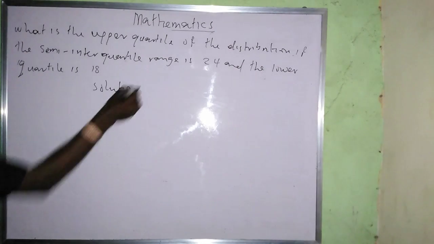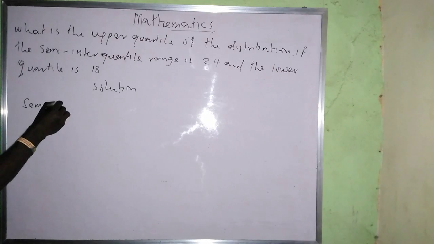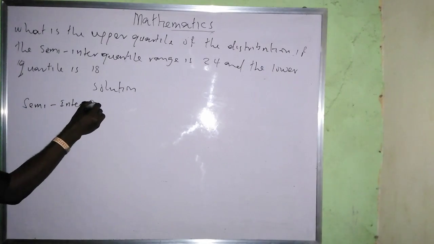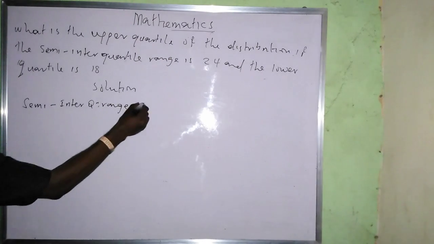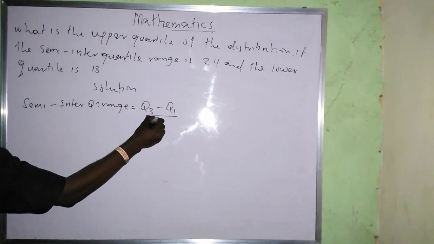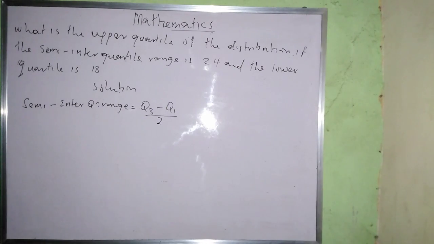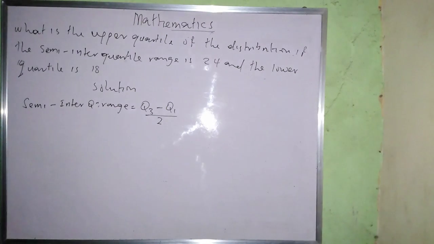The solution is a very good question that can come out in any exam. What I will just do is this: my semi-interquartile range is equal to Q3 minus Q1, divided by 2. Sorry, it's divided by 2. Okay, I did not make a mistake the first time.